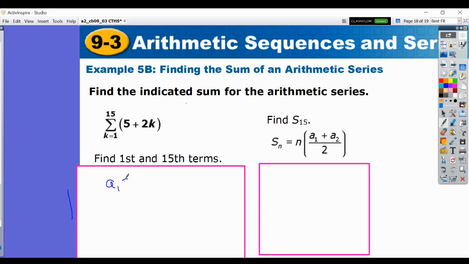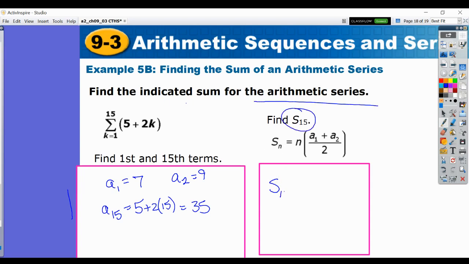So let's find the first term first. Plug in a 1. If I plug in a 1, I get 7. The nice thing about this being in explicit form is the 15th term is really easy to find. Plug in a 15. 15 times 2 is 30, plus 5 is 35. So right away, I have my first and my 15th term. Almost as easy as finding the common difference, because to find the common difference, I would have to find the second term and then figure out what the difference is. It's 2.